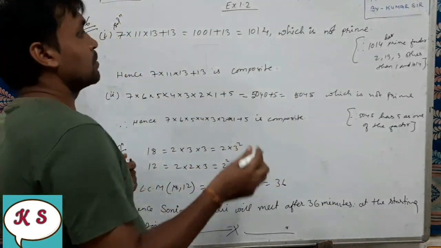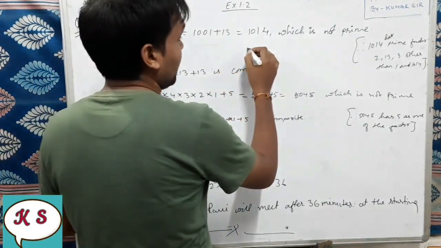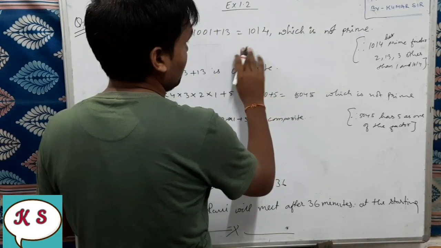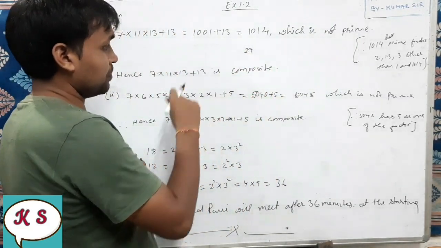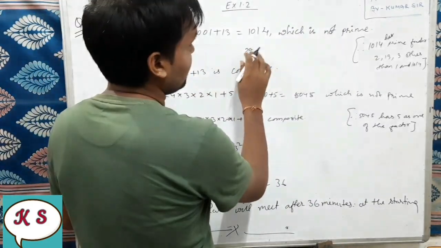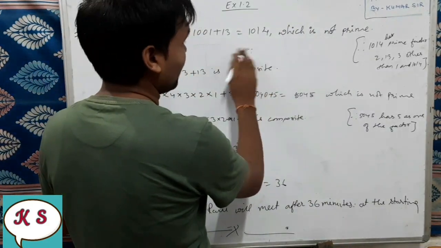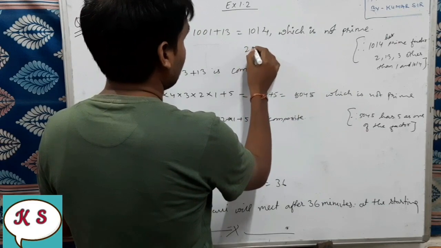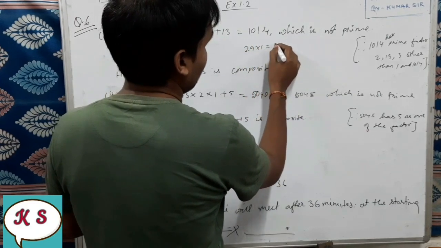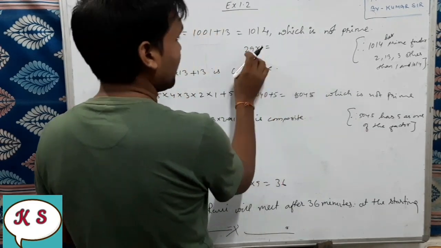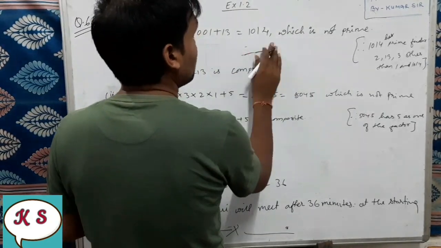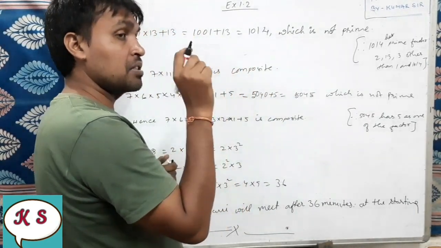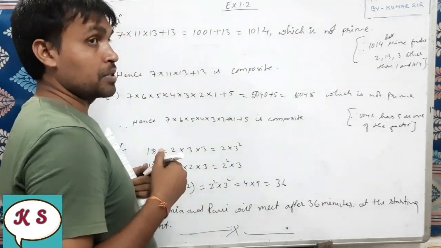Suppose, let's assume 29. Is 29 a composite number? It is not a composite number. Why? Because 29 into 1, is there any other factor it can be done with? No. It is only 29 into 1. So those numbers which have only 29 into 1 are not composite numbers.